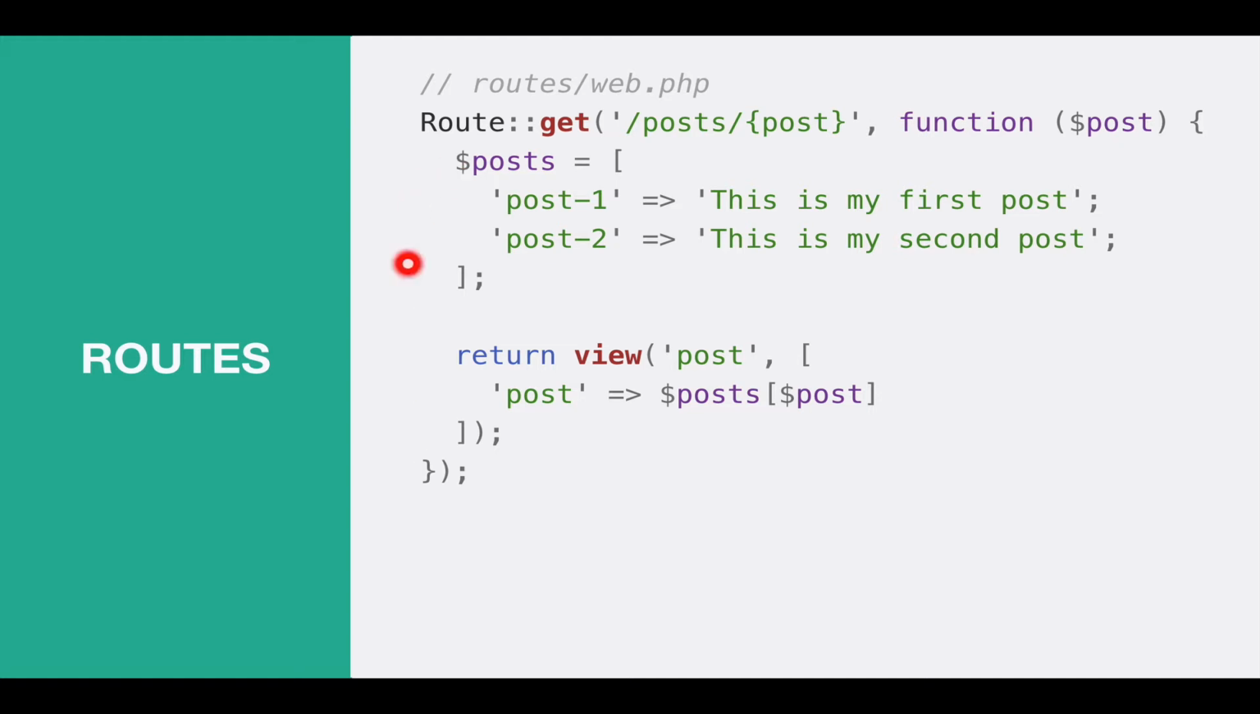Here we have an associative array with 2 posts in it. So assuming that this was passed as post-1, then it would output this sentence. So that's, in a nutshell, how route parameters work. We're going to be using them a lot. We're going to be using routes a lot when we work with Laravel.